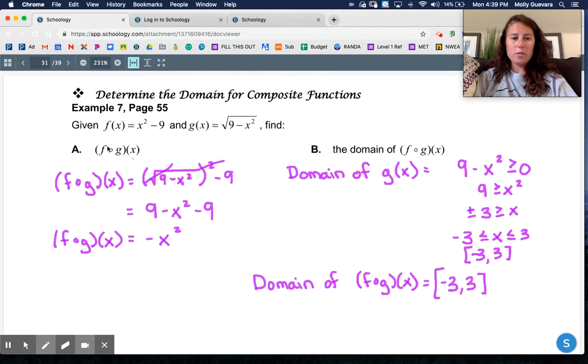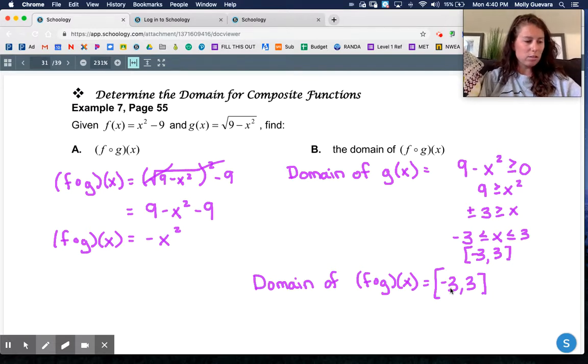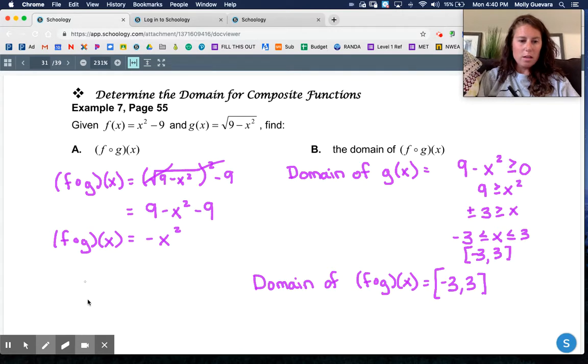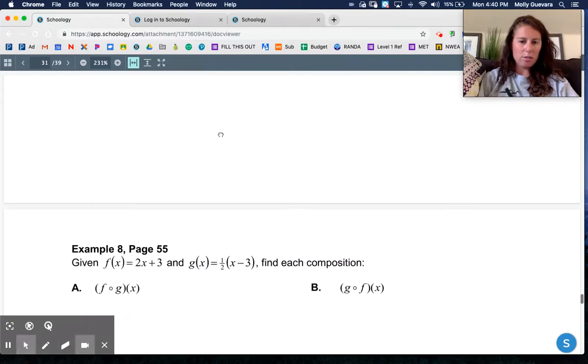If this was a square root, or if this was a fraction where 1 wouldn't work or something like that, then you would have to take out that number as well, okay? But since I can plug in any number from -3 to 3 into f of x, then this is just my domain. So hopefully that makes sense. It's a little tricky. I think we have some more examples here. Yes, we do. Okay, so let's try another one.